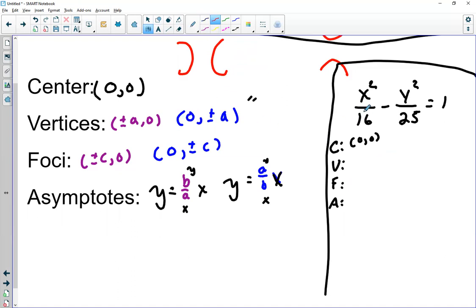Vertices, I follow the positive in this case. So the positive in this case is 16. I'll do it in purple. It's 16, so plus or minus 4, 0. Good. So it's going to be plus or minus 4, 0.